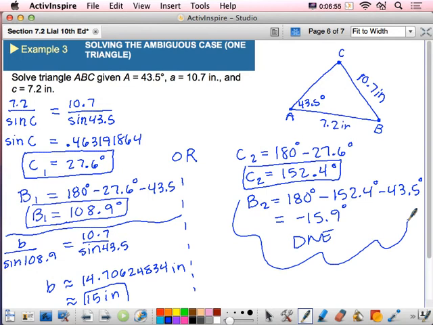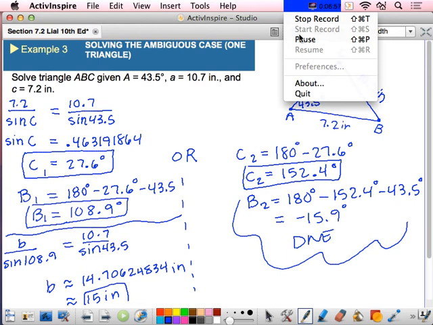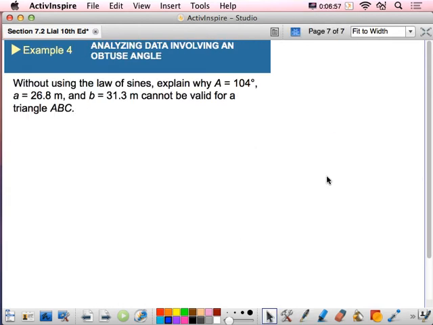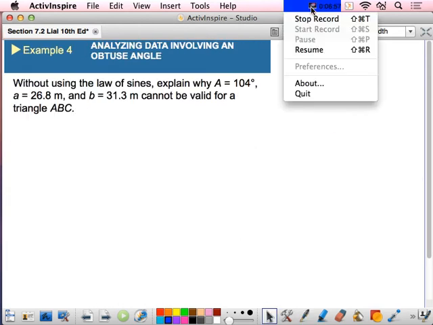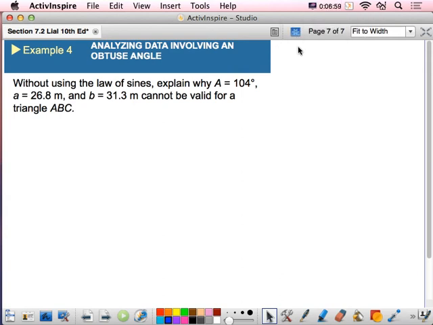For our final example, we want to put our calculators away. You're not allowed to use them. We want to examine this problem, and without using law of sines, explain why angle A equals 104 degrees, little a is 26.8 meters, and little b is 31.3 meters cannot be valid for a triangle ABC. So here's what we know. We'll call this angle A, and we know that it's 104 degrees.